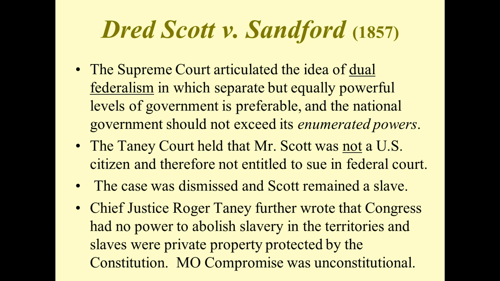Okay, and Taney further wrote that Congress had no power to abolish slavery in the territories, and slaves were private property protected by the Constitution. And this declared the Missouri Compromise unconstitutional. Really big thing, because not only did it create a group of people who couldn't be citizens, even if they were free. Even if they were free blacks, they were still not citizens. And that's a really big thing, because that eliminated the idea of citizenship and property ownership and voting rights, and made it real simple, if not necessary, to get rid of freed blacks by sending them out of the country to places like Africa.